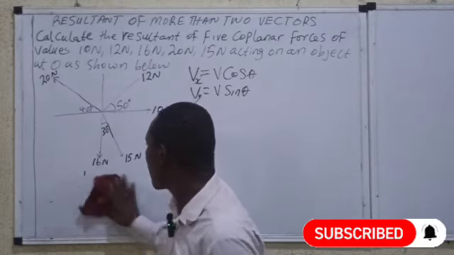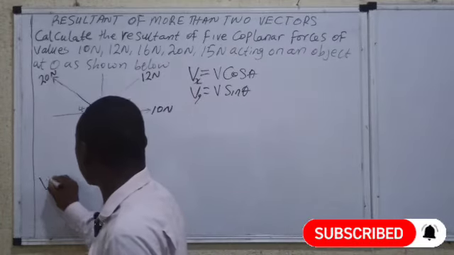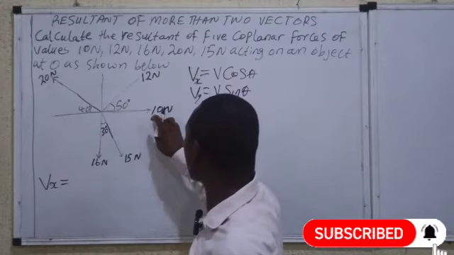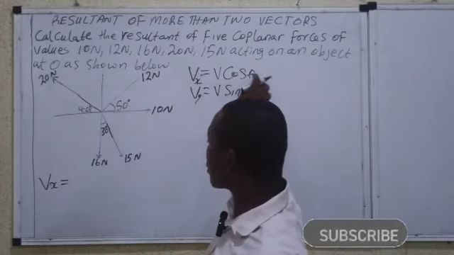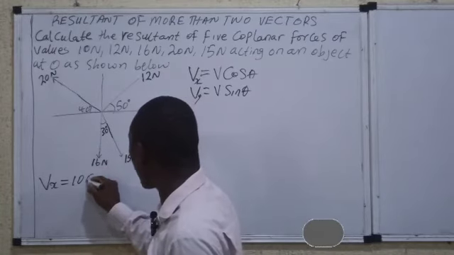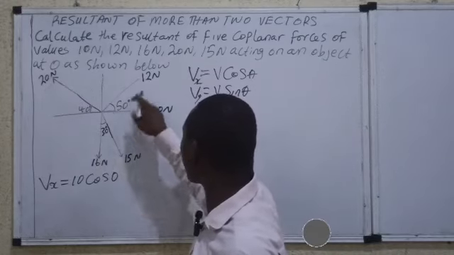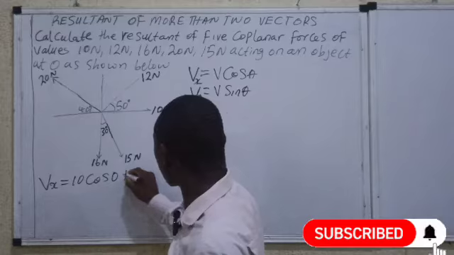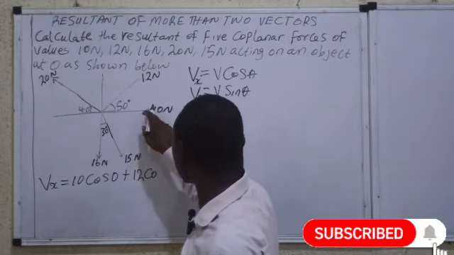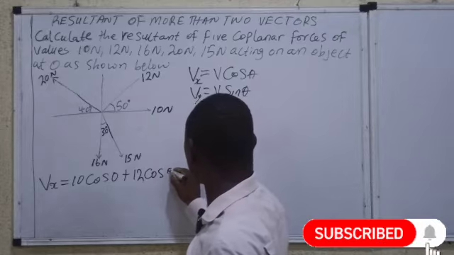Now, let's start. Let's do the horizontal, Vx. Let's take the first one. You know we are starting from here, and horizontal is actually cos theta. So we now have 10. Is there any angle here? No. Cos 0, because it's exactly on the horizontal side. Now the next one is plus 12 cos, to the horizontal, to this line. We are starting from here, remember? This line is 50, so cos 50.